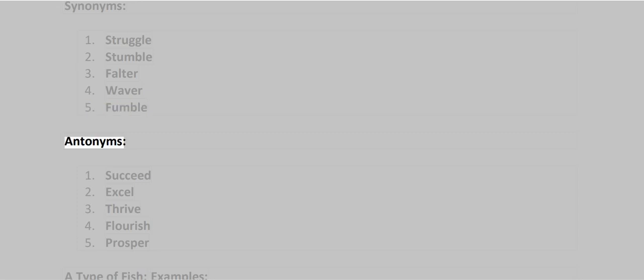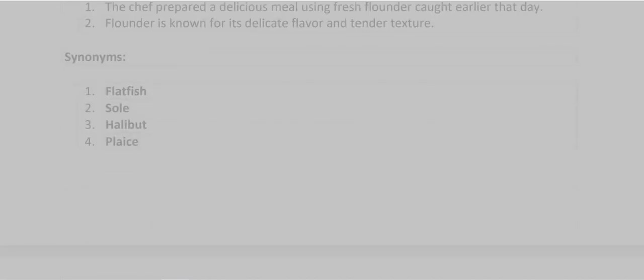Antonyms: 1. Succeed. 2. Excel. 3. Thrive. 4. Flourish. 5. Prosper. A type of fish. Examples: 1. The chef prepared a delicious meal using fresh flounder caught earlier that day. 2. Flounder is known for its delicate flavor and tender texture.